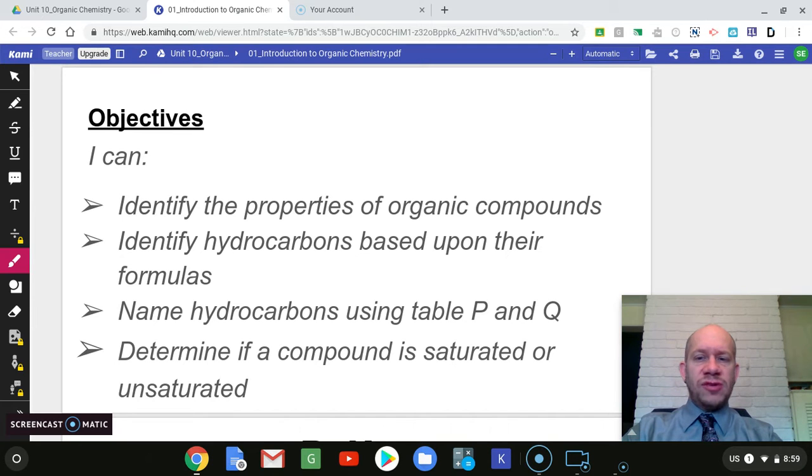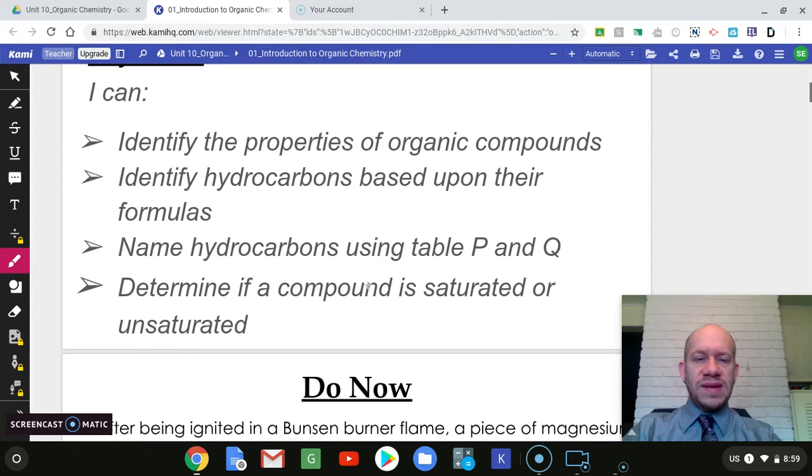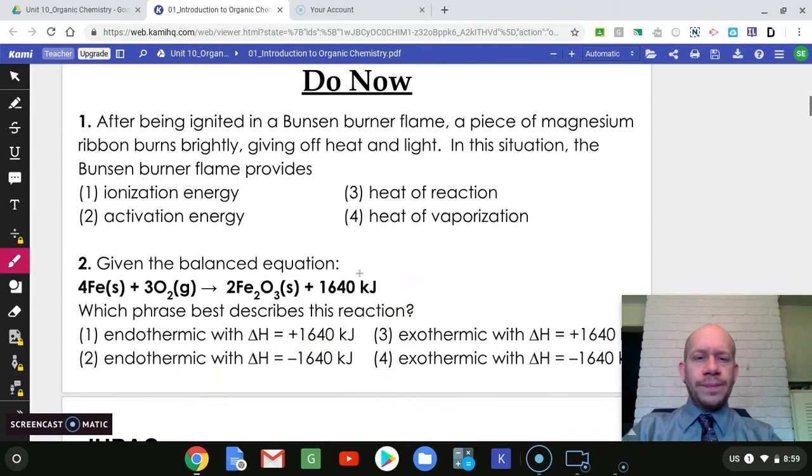I can identify hydrocarbons based upon their formulas. I can name hydrocarbons using table P and Q. And I can determine if a compound is saturated or unsaturated. Do now.